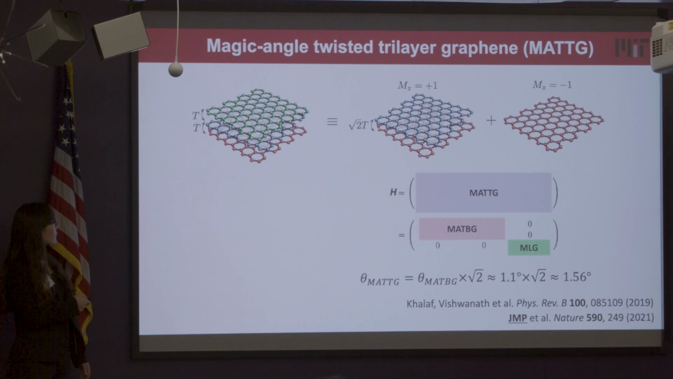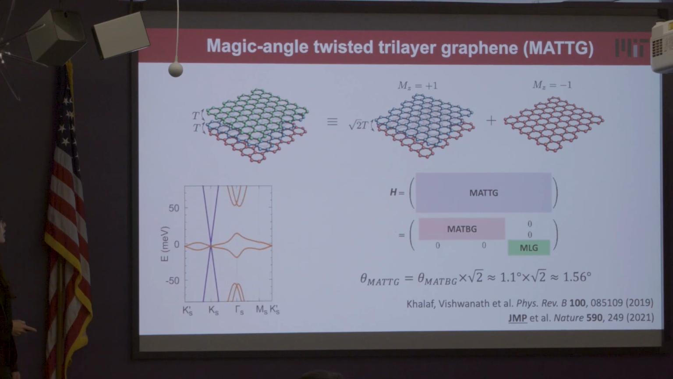Okay, so because we have this square root of 2 larger interlayer tunneling factor, the magic angle for twisted trilayer graphene becomes exactly square root of 2 larger than the magic angle of twisted bilayer graphene, which leads us to 1.56 degrees instead of 1.1 degrees. Shown here is the band structure for this twisted trilayer graphene, where you have this orange flat band that looks exactly like the magic angle twisted bilayer graphene band, and you have a separate monolayer graphene-like Dirac band existing in the background, as promised.